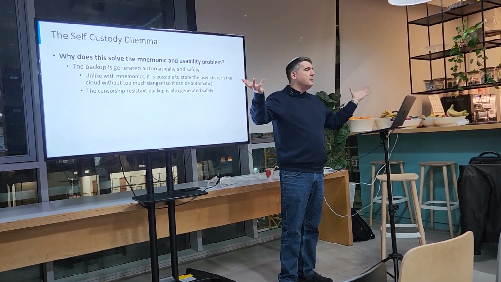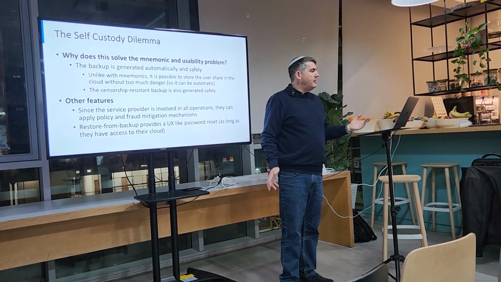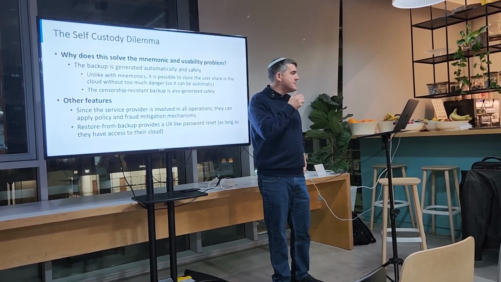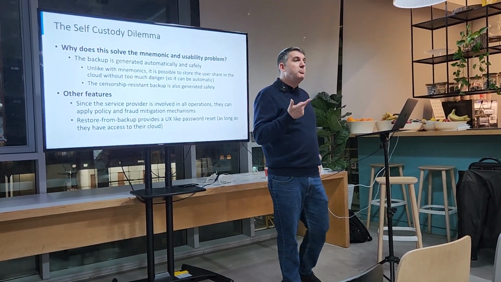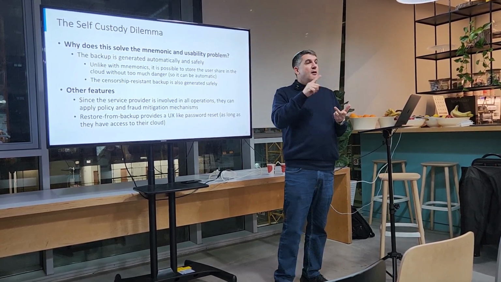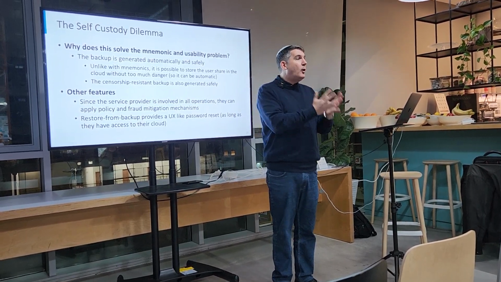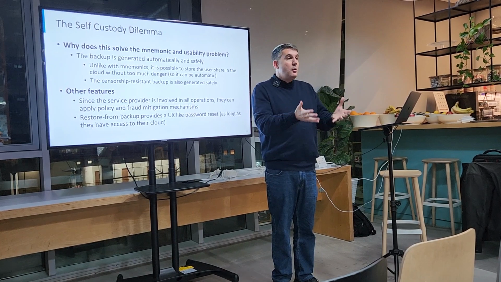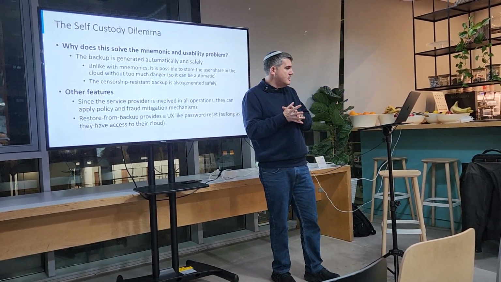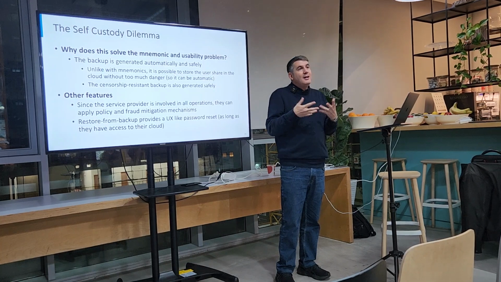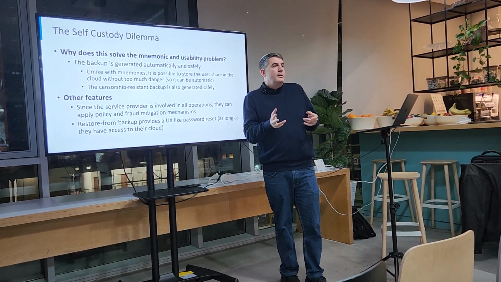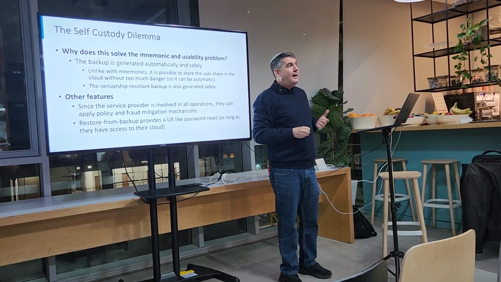Okay, so why does this all solve the mnemonic and usability problem? The backup is generated automatically. The user doesn't need to see anything whatsoever. This is true for both of the backups. You can apply policy and fraud mitigation mechanisms, which are really important for users. This is what we expect from our financial providers, from our banks, from our credit card companies. Why shouldn't we expect it from our wallet providers? Again, we want this to be usable, so we want to make sure we protect people. And how can we protect people? If we see transactions that look fraudulent, we can actually prevent them using these systems, even if someone completely broke into their phone. And you can have restore from backup, which looks like a password reset, because that's the experience the user has when they lose their phone. They have to have access to the iCloud and access to the service provider, and that's all.